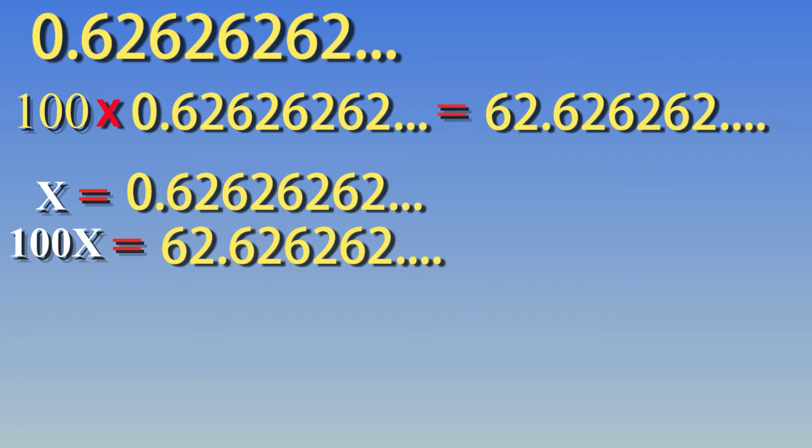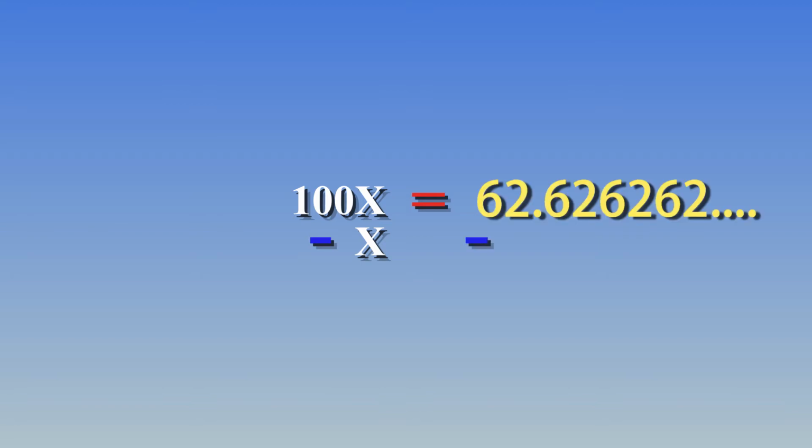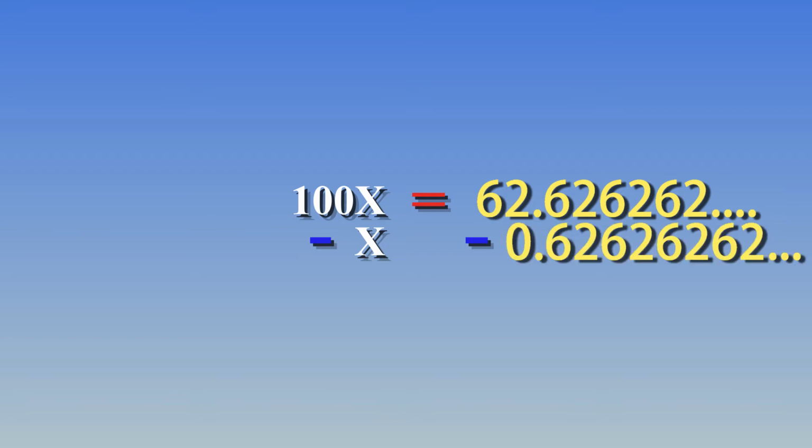In step 4, we make a two-sided equation. On the left-hand side, we'll work on the x values, and on the right-hand side, we'll work on their equivalent numerical values. What we have to do on the left-hand side is subtract the smaller value from the larger value. So you have 100x minus x. And do the same with the equivalent values on the right-hand side, which gives 62.62 recurring minus 0.62 recurring. 100x minus x equals 99x.